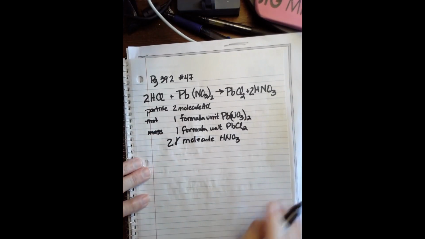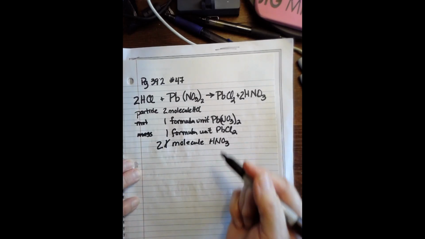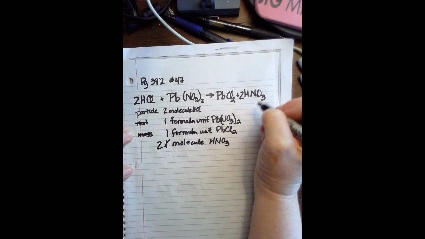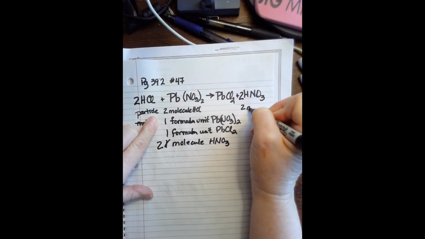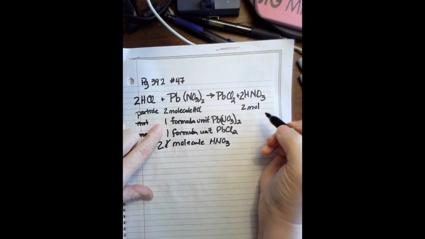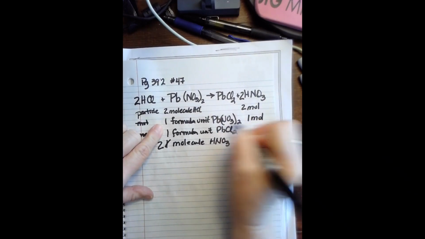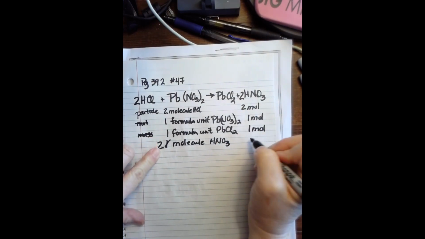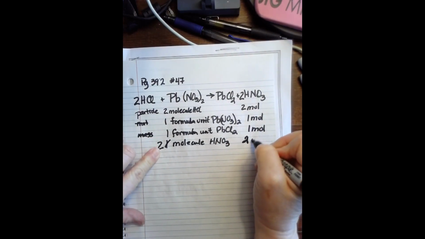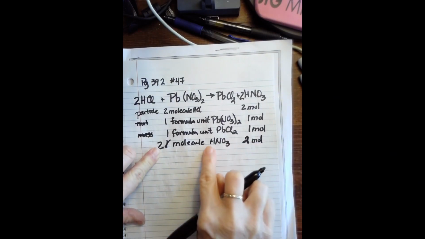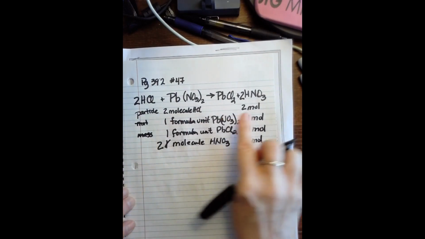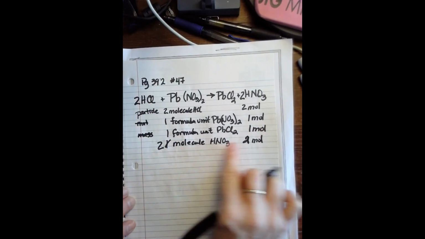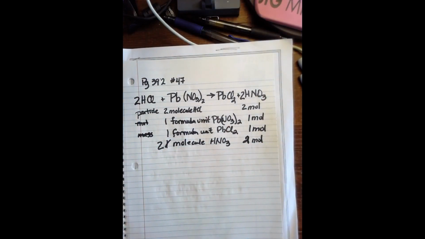So that's our particles. The next thing we would do is moles of these. I'm going to do my mole column over here just to save us a little bit of room. So this would be 2 moles of hydrochloric acid, 1 mole of this, 1 mole of PbCl2, and 2 moles of nitric acid. So 2 molecules, 2 moles, 1 formula unit, 1 mole, 1 formula unit, 1 mole, 2 molecules, 2 moles. That makes pretty good sense to us.